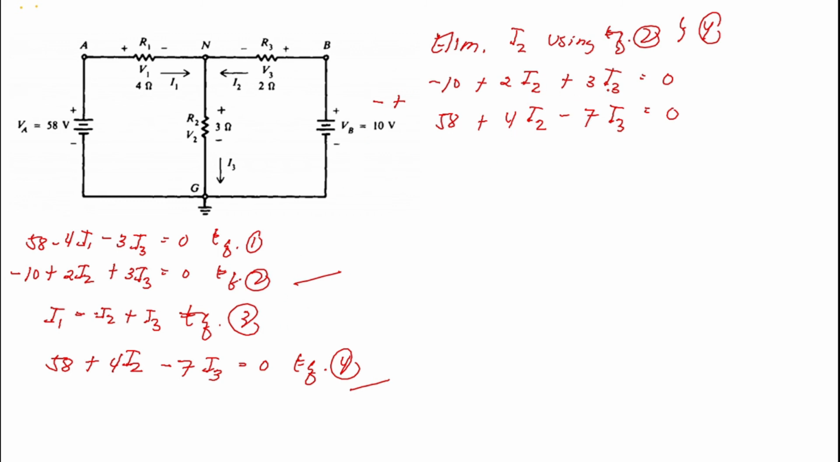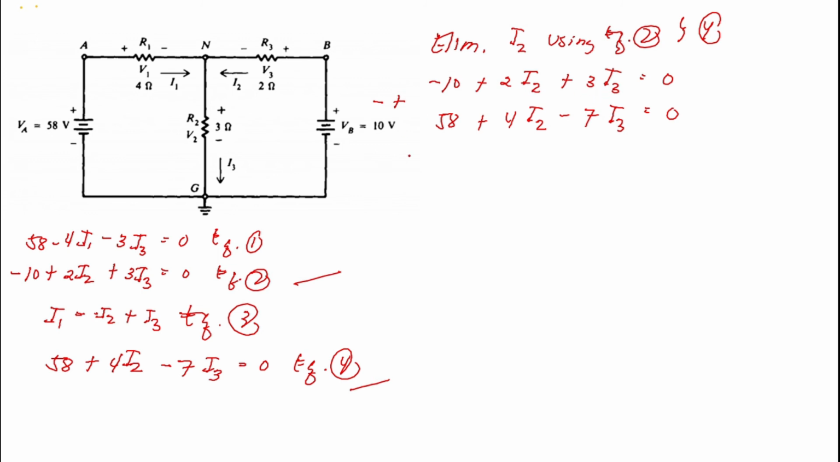Pwede rin naman si I3 kasi si 3 and then si 7, ang common denominator nila is 21. So, equation number 2, imumultiply mo sa 7 and then si 7, for equation number 4, imumultiply mo sa 3. So, baka cancel out din sila kasi positive and then negative and then your operation is positive. So, ang nilagay natin na condition dito is eliminate I2 to determine the value of I3.